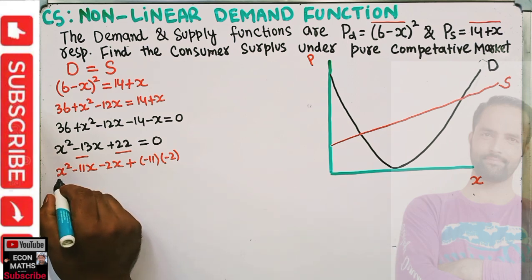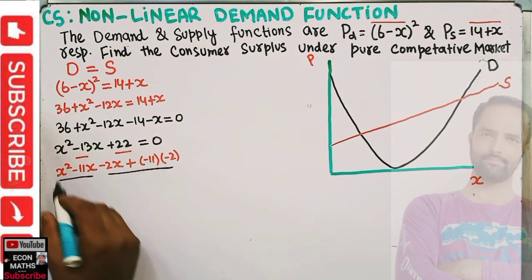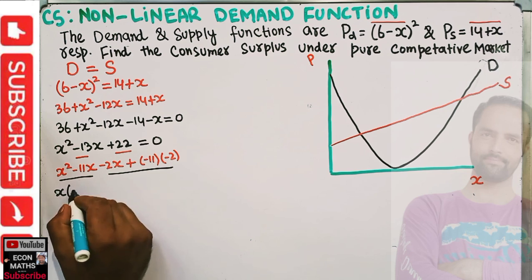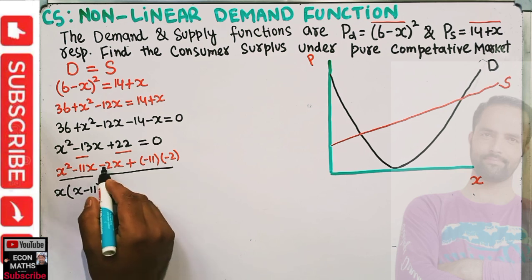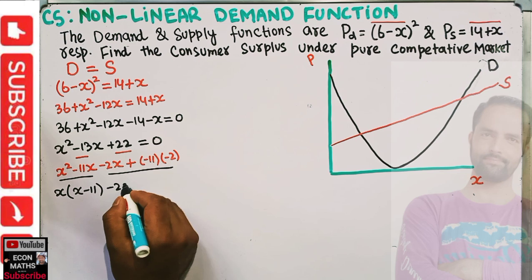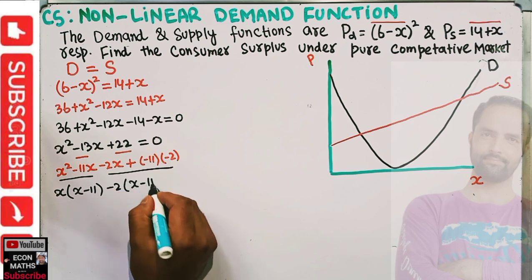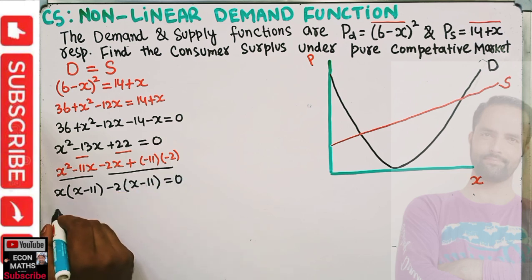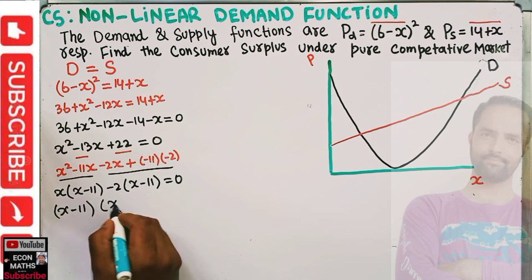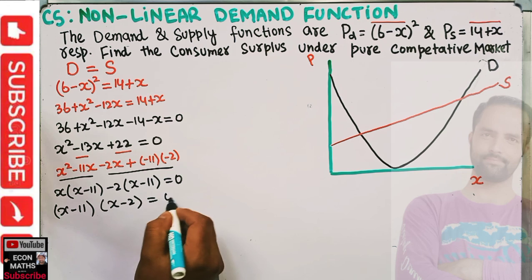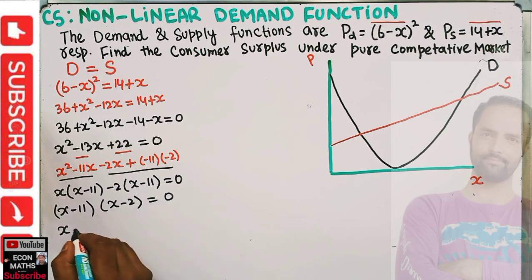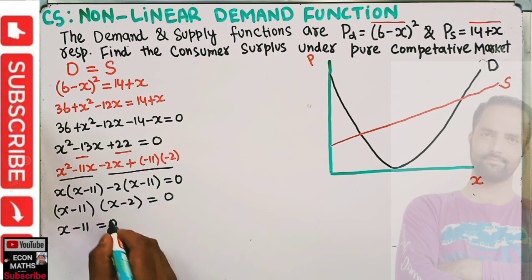So factoring the first two terms and the last two terms, here we can take x common, we are left with x minus 11. Let's take minus 2 common here, we are left with x minus 11, and it should be equal to 0. If we factor this out again, we are left with x minus 2. Okay, simple stuff, which gives us either x minus 11 is equal to 0, or x minus 2 is equal to 0.